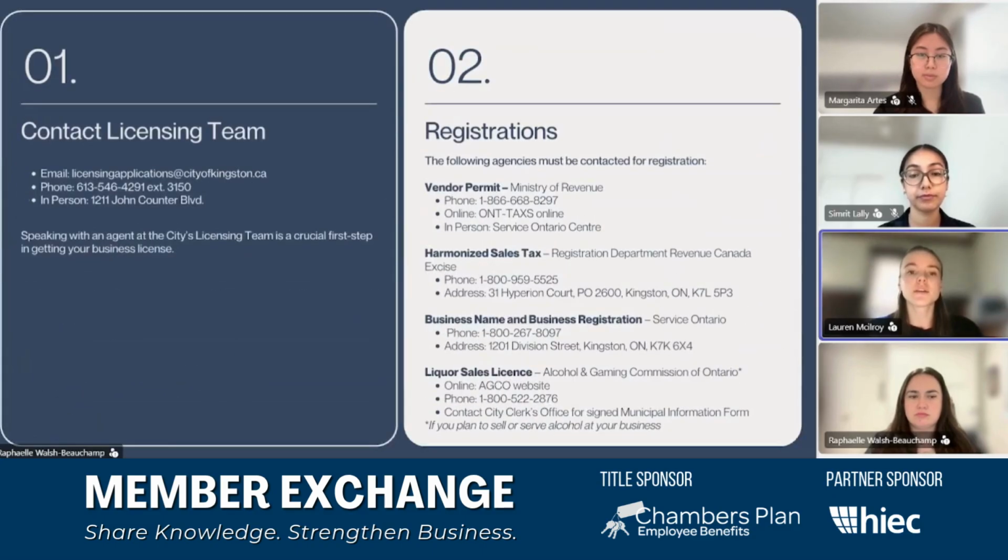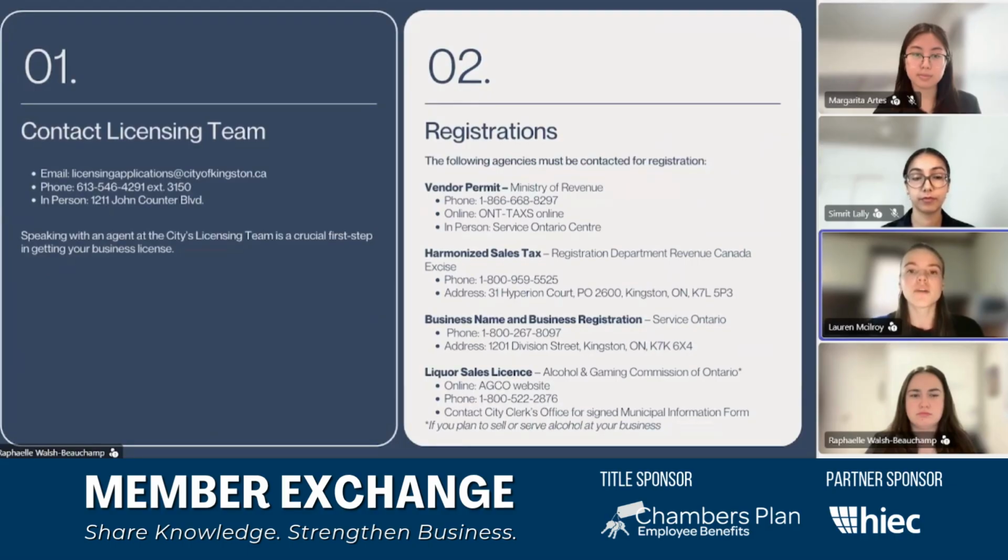The city makes it clear that your first step in opening any type of business is to contact their licensing team and speak with an agent. This initial conversation will introduce you to the system and provide you with a contact person if you have any questions throughout the process. Registering with key organizations will be next, and this requires contacting a few different agencies.